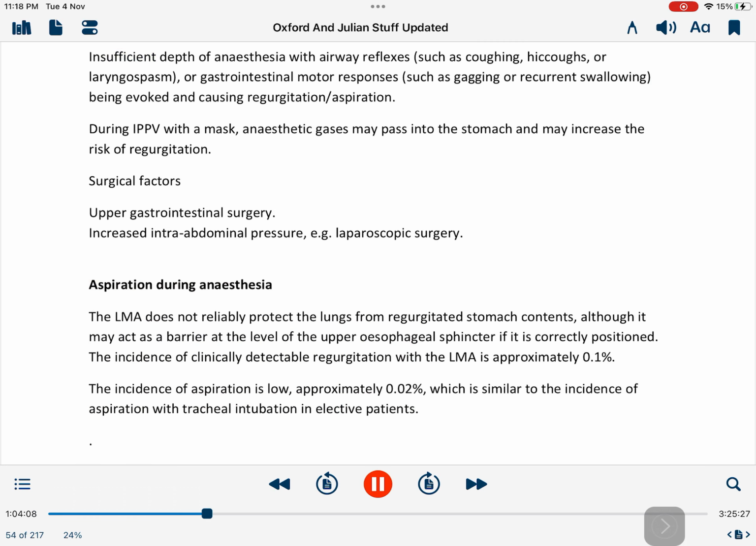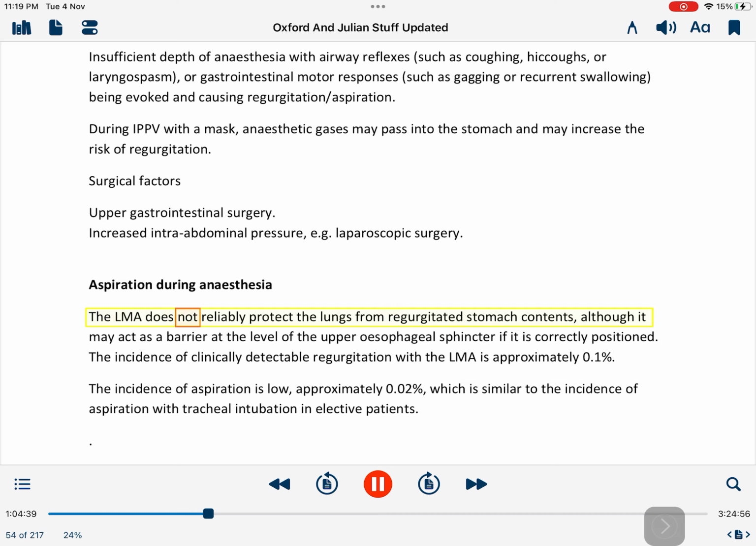Anesthetic factors: insufficient depth of anesthesia, with airway reflexes such as coughing, hiccups, or laryngospasm, or gastrointestinal motor responses such as gagging or recurrent swallowing being evoked and causing regurgitation. Aspiration: during IPPV with a mask, anesthetic gases may pass into the stomach and may increase the risk of regurgitation. Surgical factors: upper gastrointestinal surgery, increased intra-abdominal pressure, e.g., laparoscopic surgery.